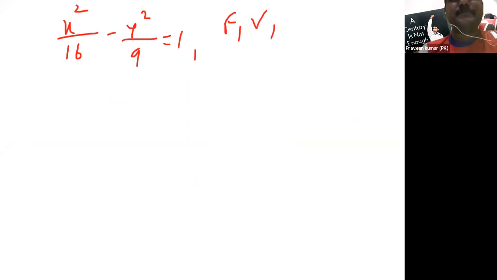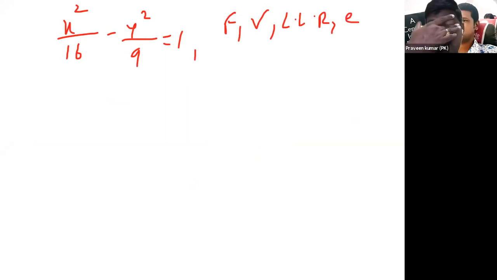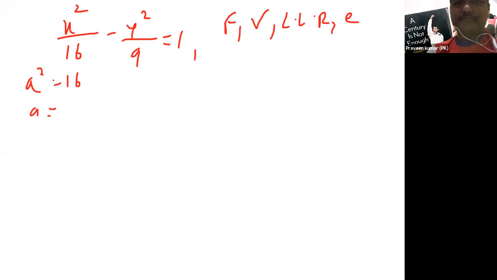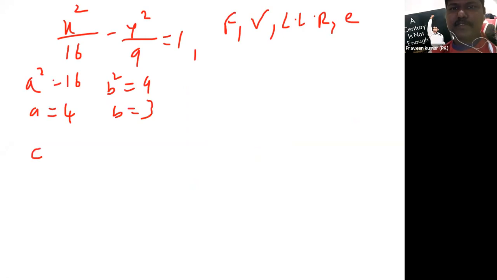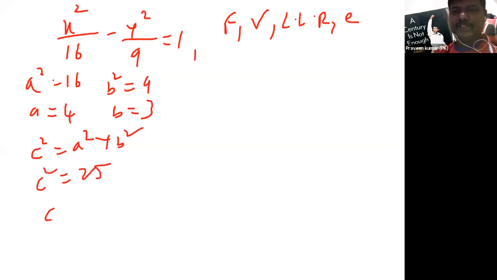So x square by 16 minus y square by 9 is equal to 1. You can find foci, vertices, length of latus rectum, eccentricity. Okay, these 4 values. Dear students, a square is equal to 16, a is equal to 4. b square is equal to 9, b is equal to 3. c square is equal to a square plus b square, 16 plus 9, 25. c is 5.